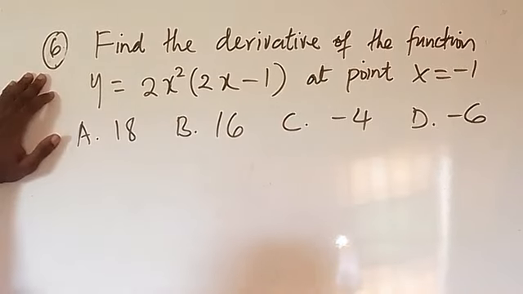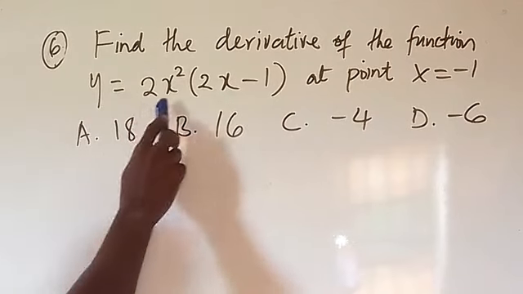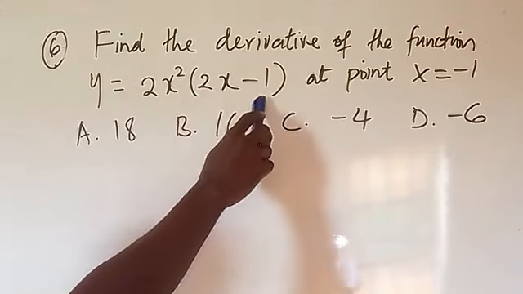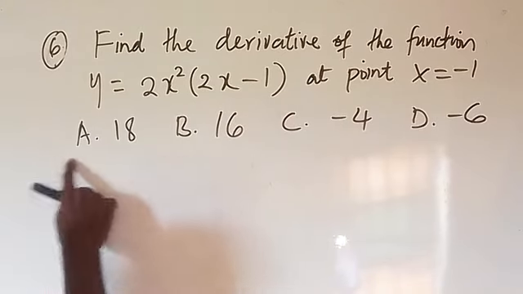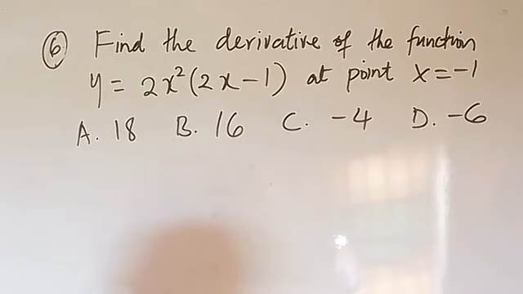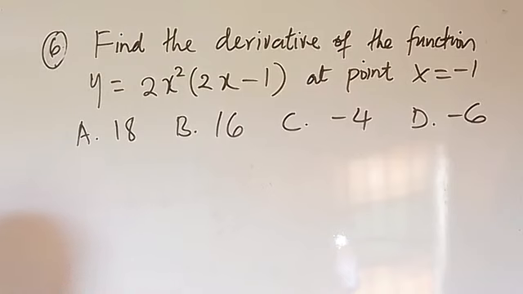We have question 6. The question says find the derivative of the function y equals 2x squared into bracket 2x minus 1 at the point x equals minus 1. We are given these options. Now let's see how we're going to solve this. But before that, kindly pause the video, do it yourself, and join the class again to check your result.